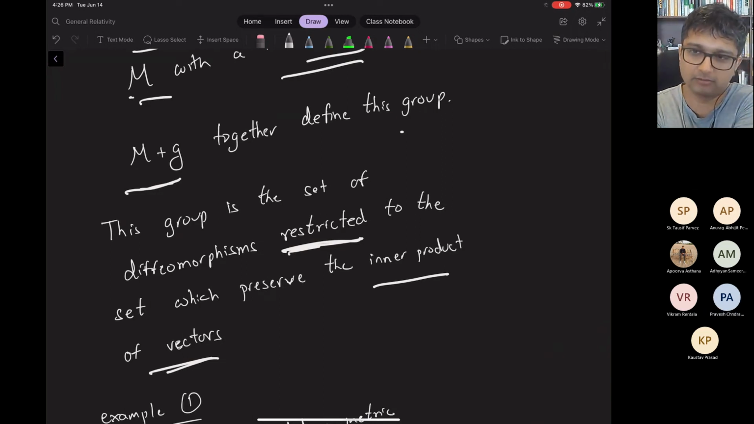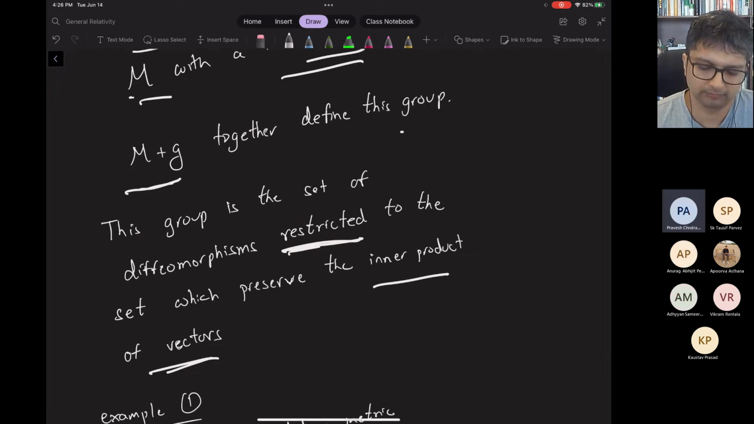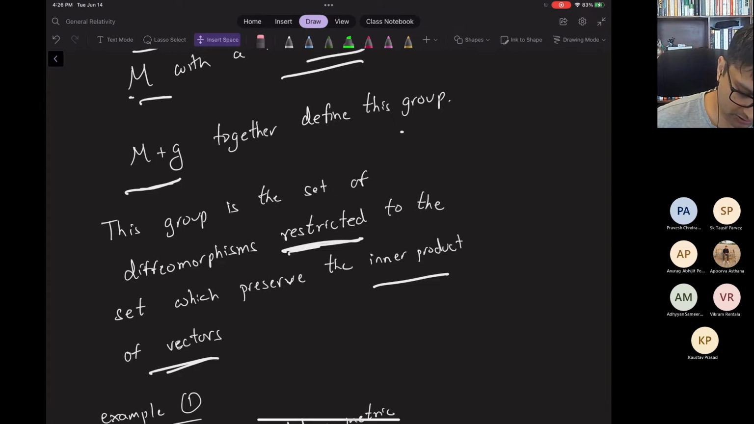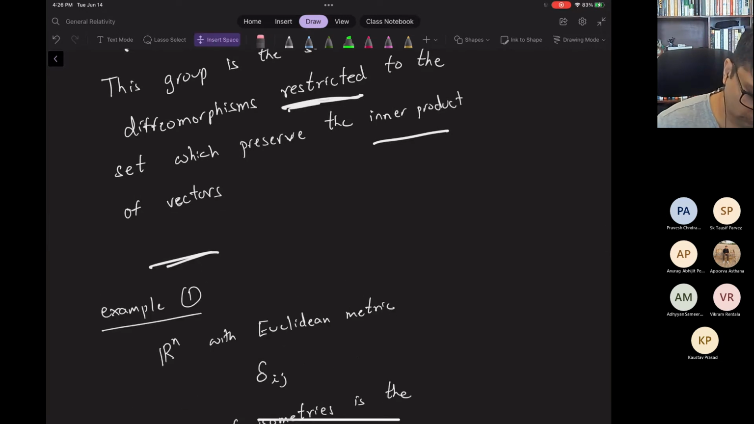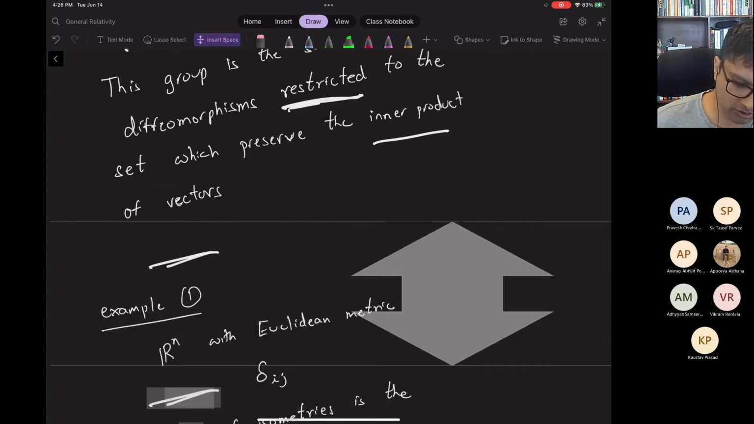Student: Like we defined parallel transport, that also preserves the inner product. So is it a kind of isometry? Parallel transport preserves the inner product. Yeah, okay, so we'll discuss that. That's a good question.